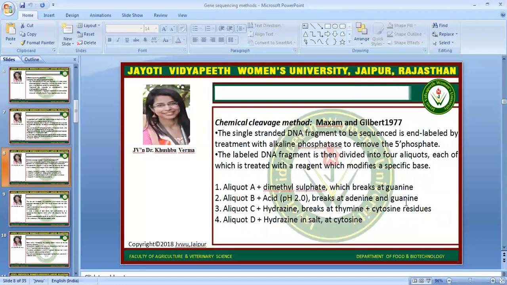First is aliquot A along with dimethyl sulfate, which breaks at guanine. Second is aliquot B along with acid at pH 2, which breaks at adenine and guanine. Third is aliquot C with hydrazine, which breaks at thymine and cytosine residues. Fourth is aliquot D along with hydrazine and salt, which breaks at cytosine.